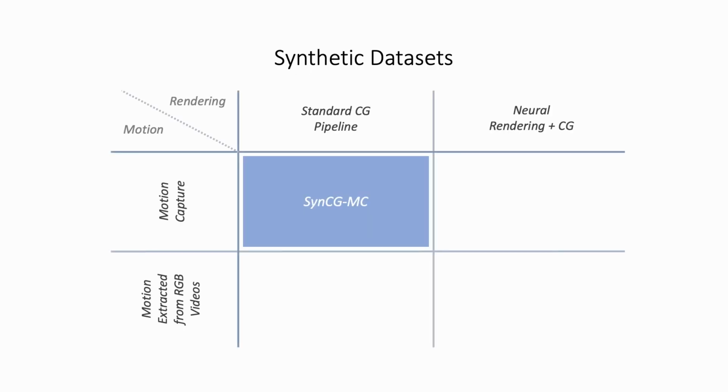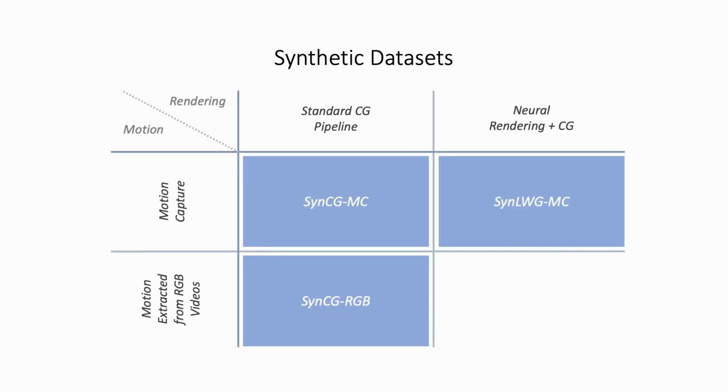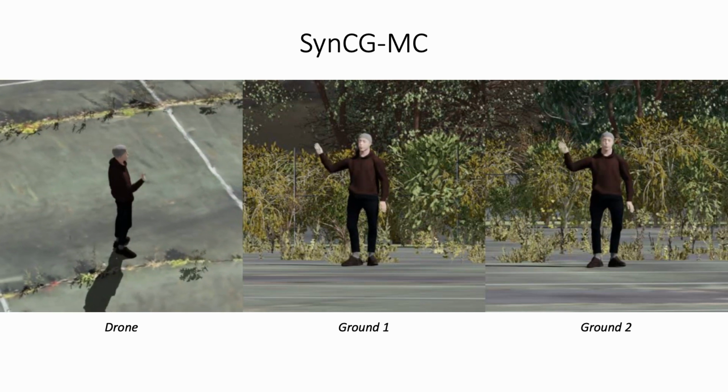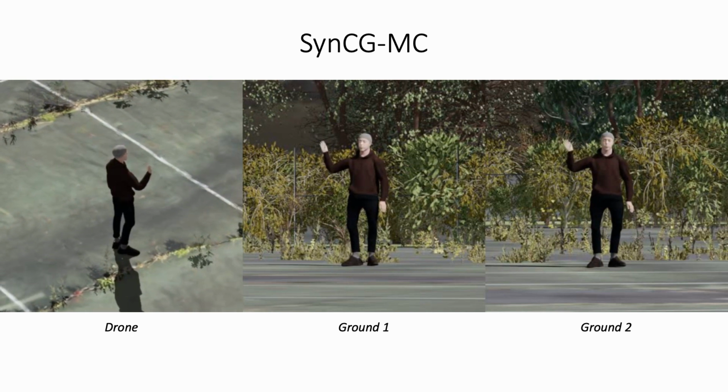Our synthetic dataset utilizes 2 different rendering techniques and 2 different sources of motion, yielding a total of 4 different synthetic data types. Synthetic CG-MC utilizes the standard CG pipeline with motion capture, which is the most commonly used combination in computer graphics. This is an example of what it looks like at 3 different points of view.